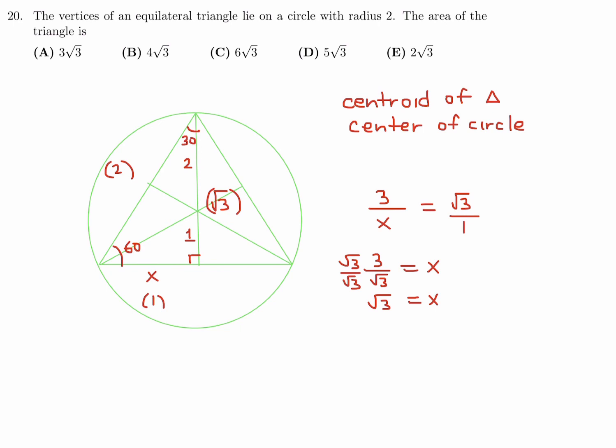Okay, now we're ready to figure out the area of that triangle. Area of that equilateral triangle, 1/2 base times height. The base is from here to here, which is 2x. So that's going to be 2 root 3. The height is from there to there, which is 3. So there we go. So that looks like 3 root 3. And therefore, number 20, the answer is A.